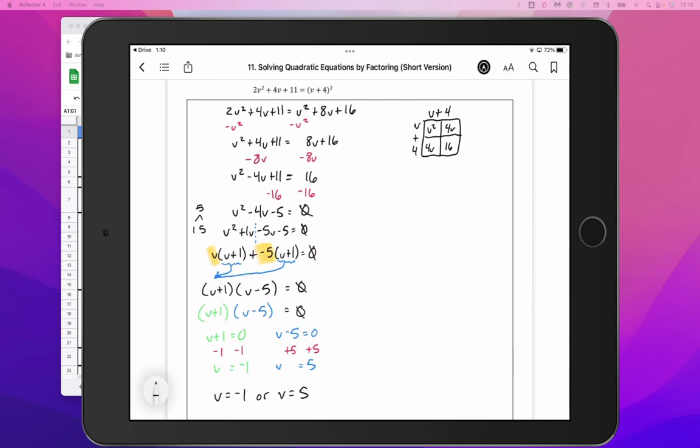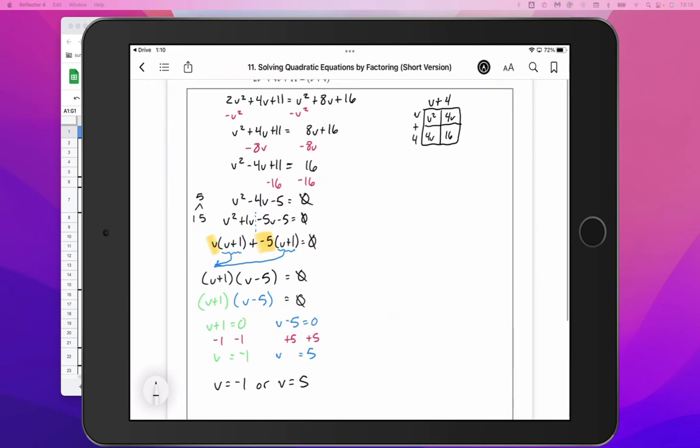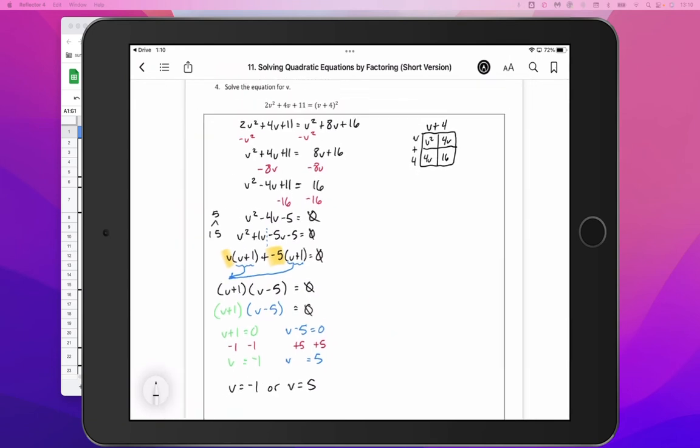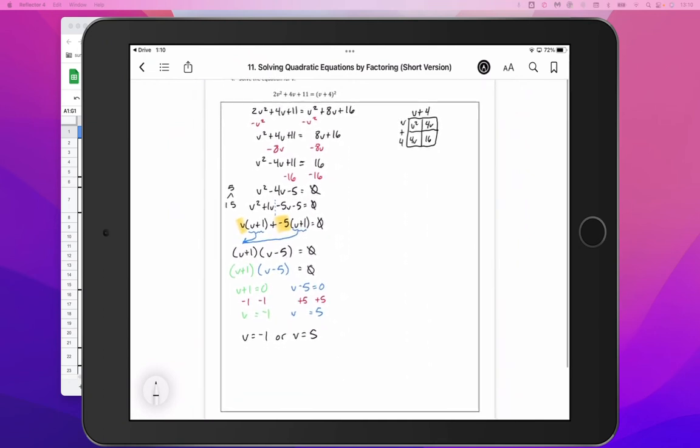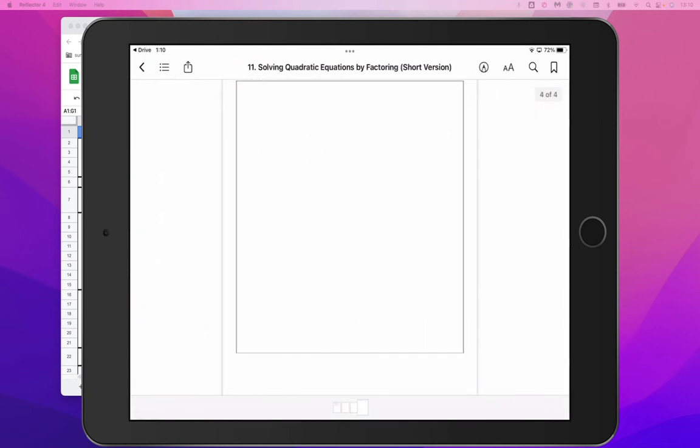But again, this is the process that we go through to find the solution to a quadratic equation, or the solutions, more than one, to a quadratic equation. And it entails getting one side of the equation equal to 0, and then factoring the other side and seeing what we would have to have as our values for our variable to make it a true equation. Okay, on to number 5.